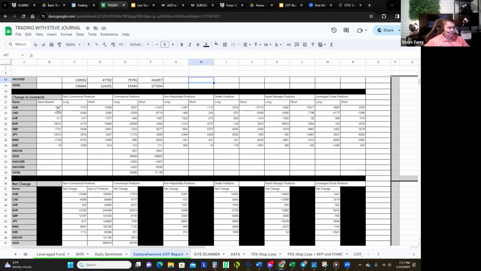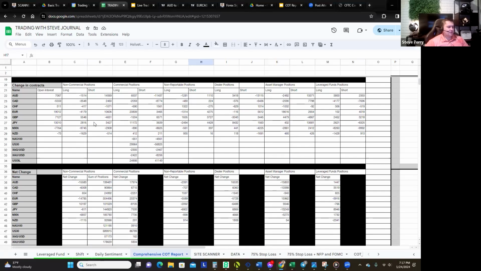These are the changing contracts that we look at. So I only do this for commercials. So commercials, we do look at the change, and you'll notice like the euro had a really big net change as far as total contracts go. But something like the Kiwi only had a 412 contract change. That may not sound like a lot, and it's not a lot.